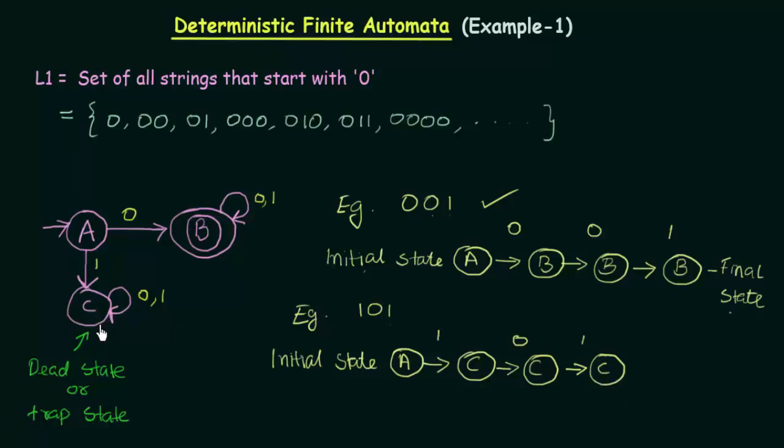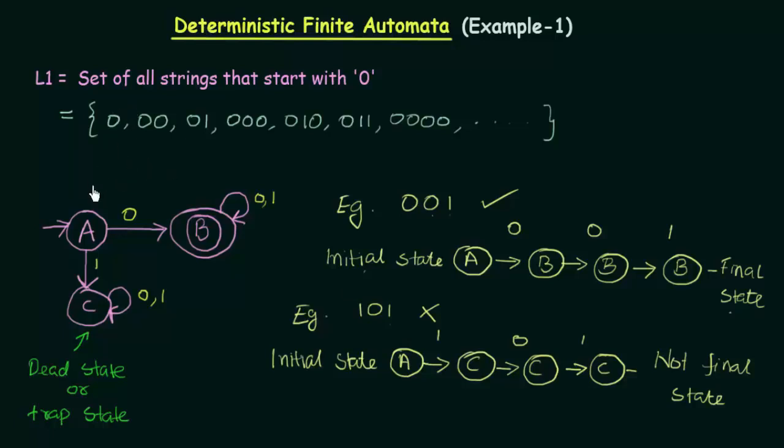And is C the final state? No, I don't see any double circle around here. That means C is not the final state. So since this string started from the initial state but could not reach the final state, this string is not accepted. It is rejected. So we see that when this string started with 0, it was accepted, but this string, as it started from 1, it was not accepted.